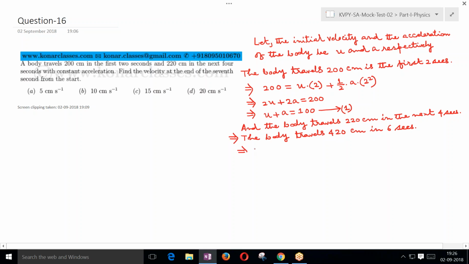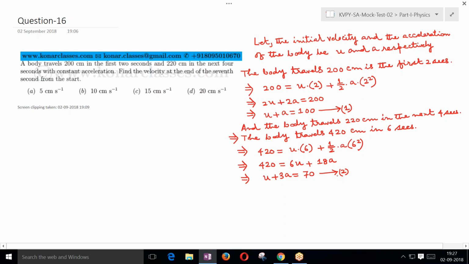So again we will apply the same formula, s equal to ut plus half at square. So we get 420 is equal to u into 6 plus half into a into 6 square. This implies 420 is equal to 6u plus 18a, and if we simplify further by taking 6 common, then we will get u plus 3a is equal to 70. Now let's give this as equation 2.